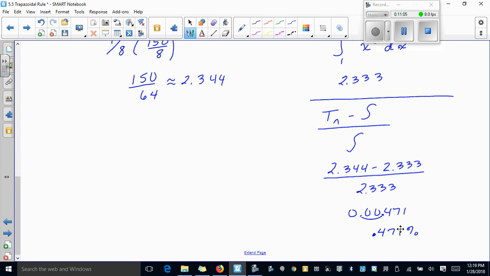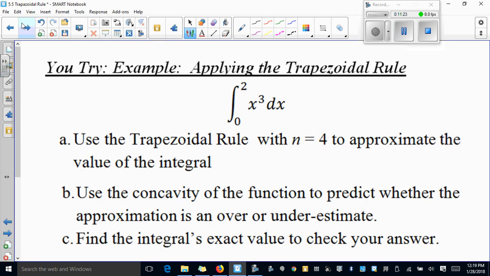Now, can we get better? Of course, we do larger intervals. That's how you get a better value. Your error is going to get smaller as your answer becomes more accurate. Go figure, right? Okay, so let's try another one. So on this one here, we're going to do 0 to 2 of x cubed, and actually use the trapezoid rule with n equals 4 to approximate the value of the integral. Use the concavity of the function to predict whether the approximation is going to be over or under, and then find the integral's exact value to check your answer.